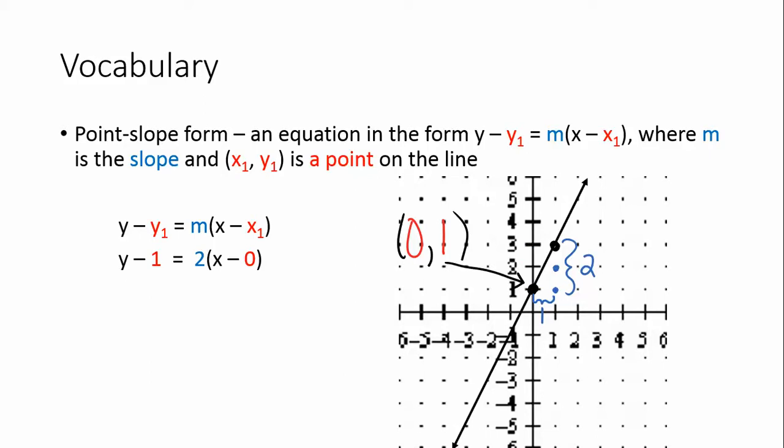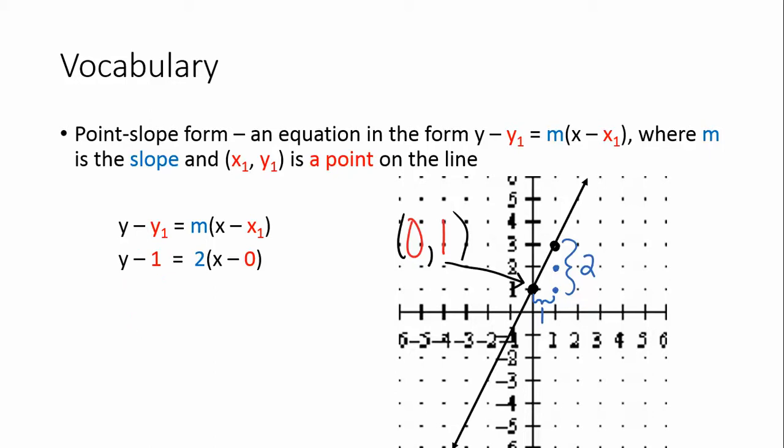So when you're writing an equation in point-slope form, again, what do we need? We need point and slope. So notice that the slope was 2 over 1, or 2. So we put 2 in for m. And the ordered pair (0, 1), where the 0, the x-coordinate, goes in the parentheses with the x. It goes in for x1. And the y-coordinate of the point on the line goes in for y1 up in the front by the y.